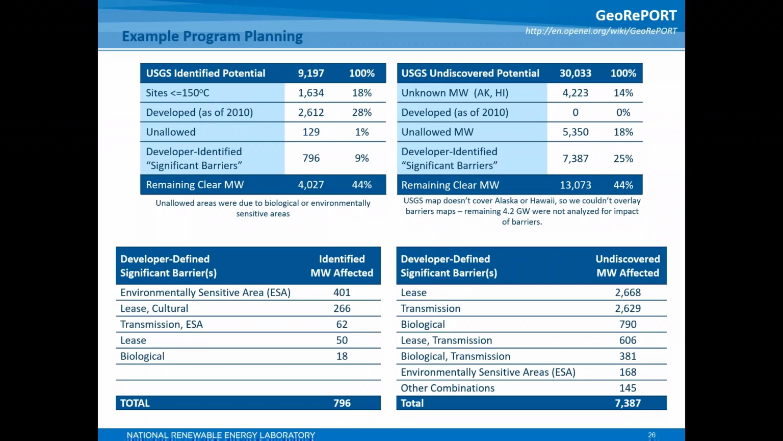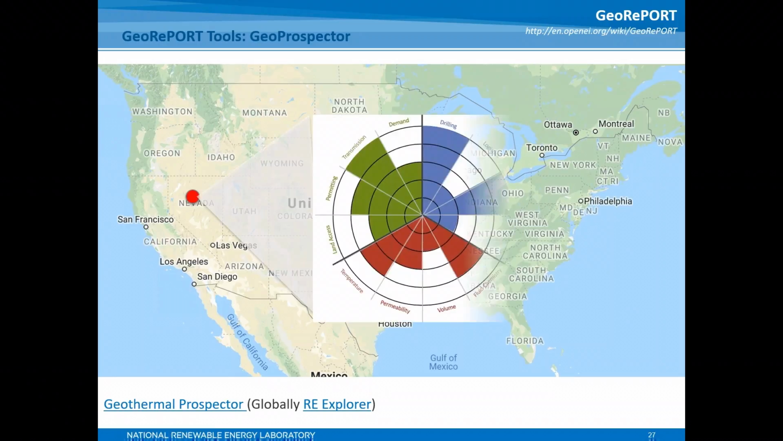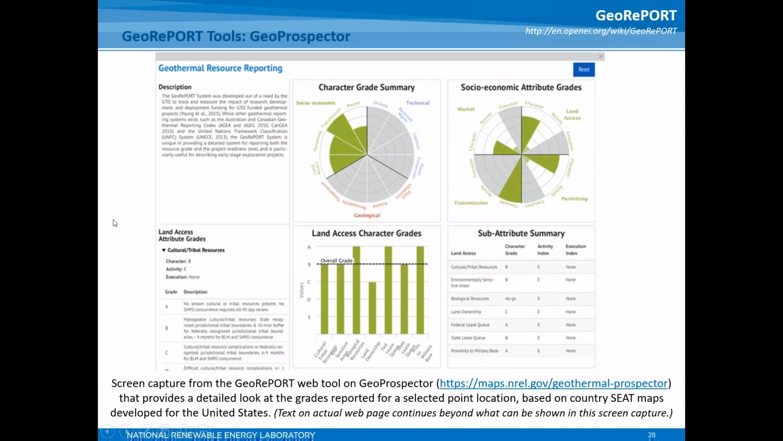Before I close, however, I'd like to highlight a couple of the GeoRePORT tools we've created. So back to our original example, we have uploaded these maps that you have seen into the Geothermal Prospector so that I can click on a point in Nevada and have the map data pop up for that location. Then click on the socioeconomic section of the chart to get more information. The detailed data for that location are then displayed and can be interacted with to display the sub-attributes of each of the 4 socioeconomic attributes. This screenshot is displaying the land access sub-attribute grades.